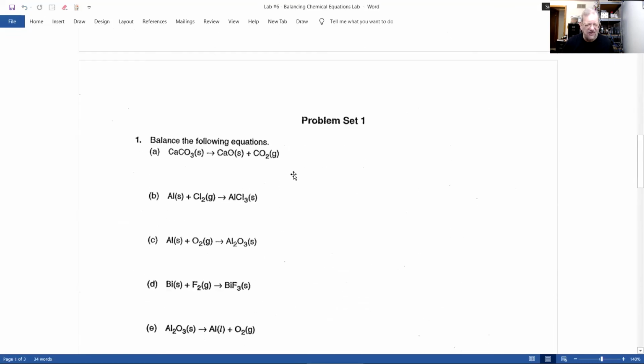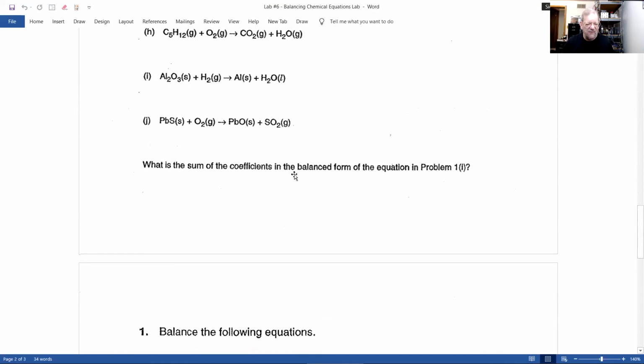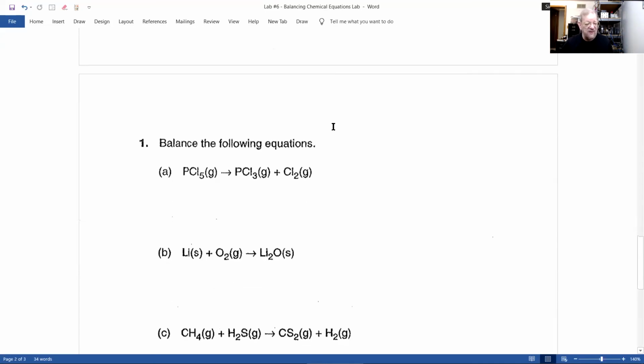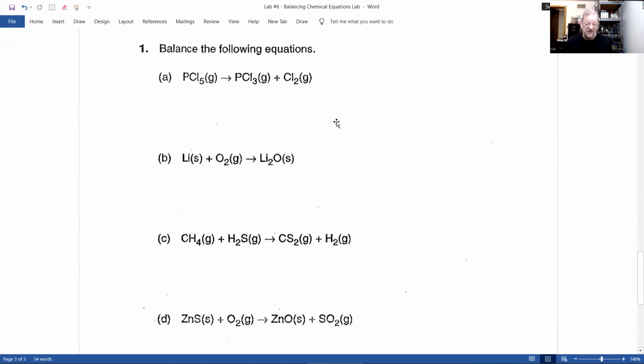Now, for today's lab, you'll be balancing all these chemical equations. One thing I want to point out, there's a question right here that students forget. If you forget it, I'm going to take off a point. It asks, what's the sum of the coefficients in the balanced chemical equation for 1? Do that.